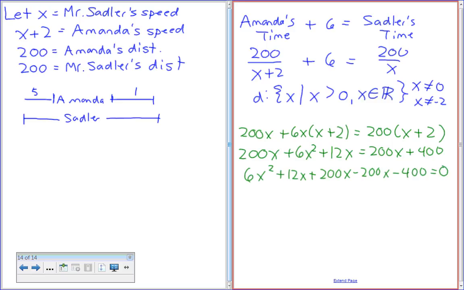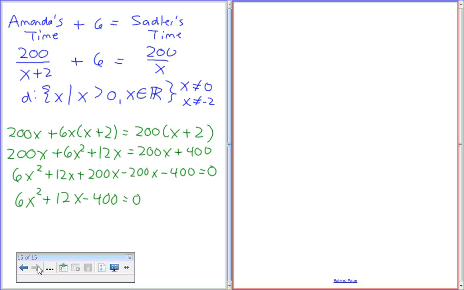All you people that had nice answers, I think you're left with that 12x somewhere. So this is 6x squared plus 12x minus 400 equals 0. That's what I think it should be right there. Somebody want to argue over that?